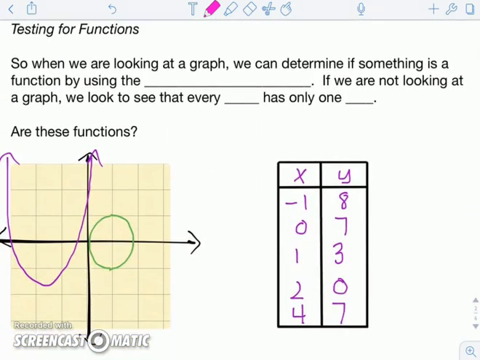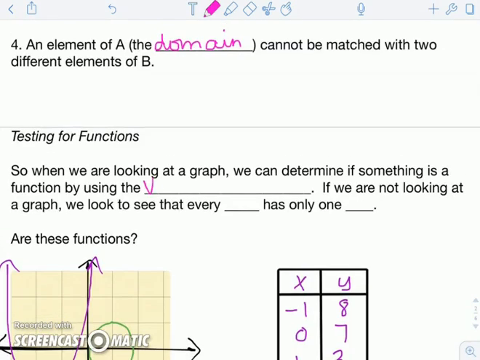However, when we're looking at a graph, we can determine if something is a function by using the vertical line test. So I'm going to show you what that looks like on a graph.